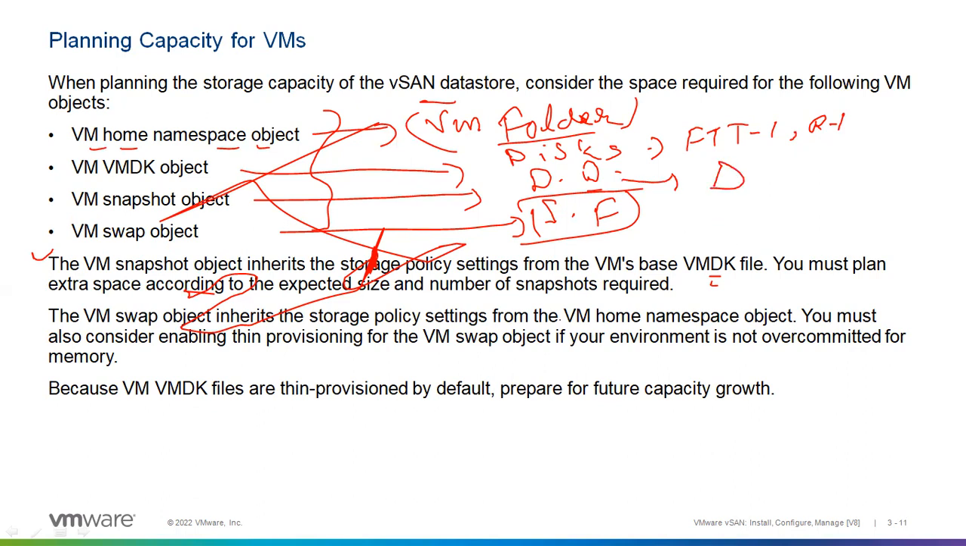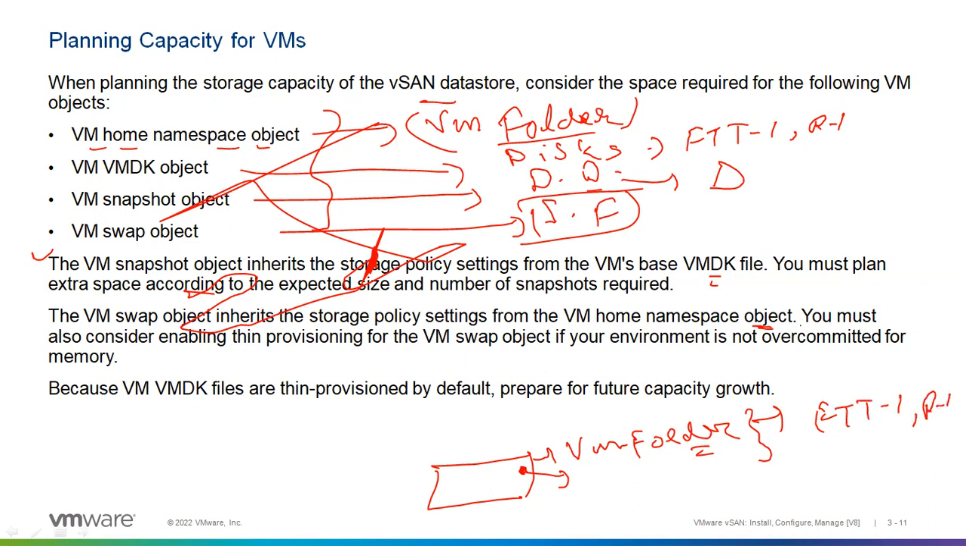Swap object inherits the storage policy from the VM home namespace object. What does it mean? Whatever swap file gets created by default, the swap file placeholder itself, like this is my VM folder, my VM name object folder. So whatever swap object will be created, for example, templates create 100 MB or maybe 200 MB, it will follow the same policy that is being applied to your home name folder.